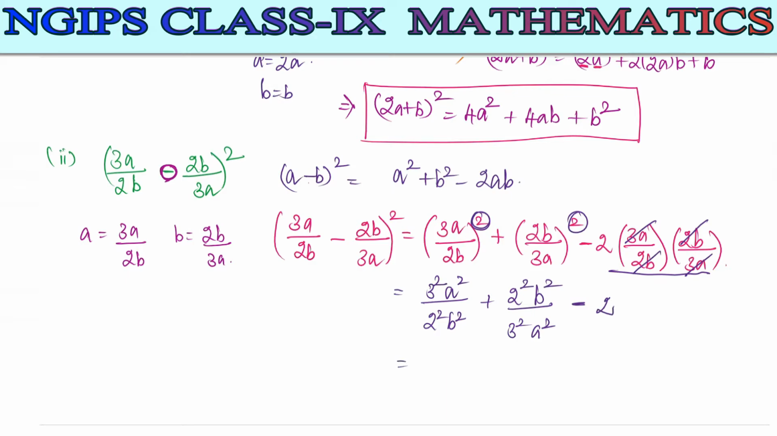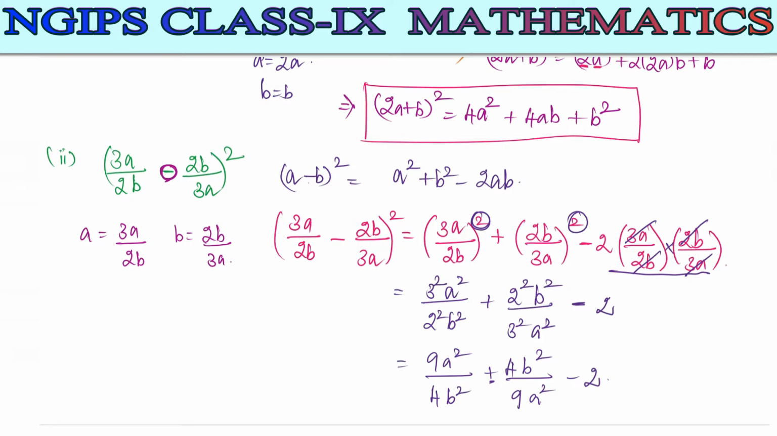Now 3 square is 9, a square divided by 2 square, which is 4 b square, plus, here we have 2 square, which is 4 b square divided by 3 square, which is 9 a square, minus 2. Listen carefully, in between terms when you have a multiplication sign you can cancel the terms, but here 4b square will never get cancelled, because in between we have the plus sign.